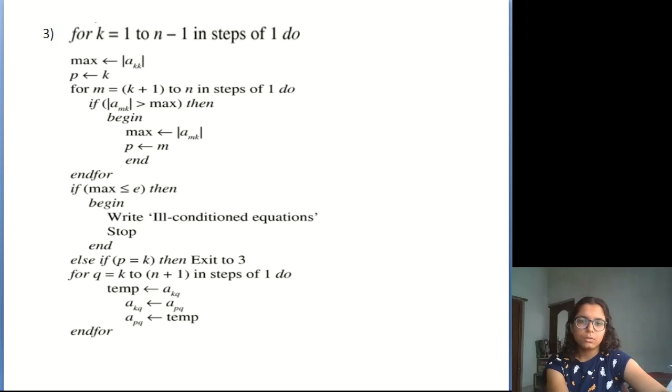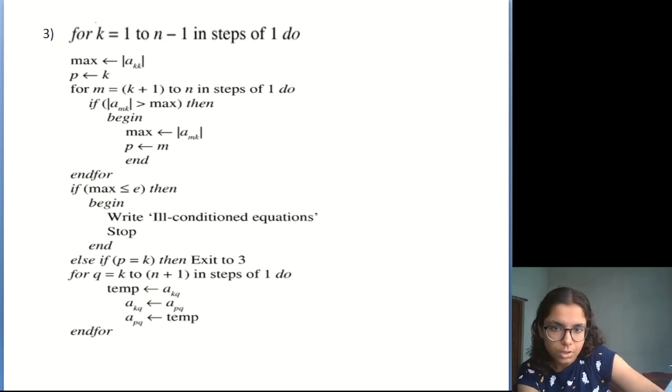Now that we have created the pivoting element, we run another loop of m equals k plus 1, so that we could check for the largest one. For the pivoting, you need to know all the larger elements so that we could decide on the pivotal position. To do that, we would run a loop here.